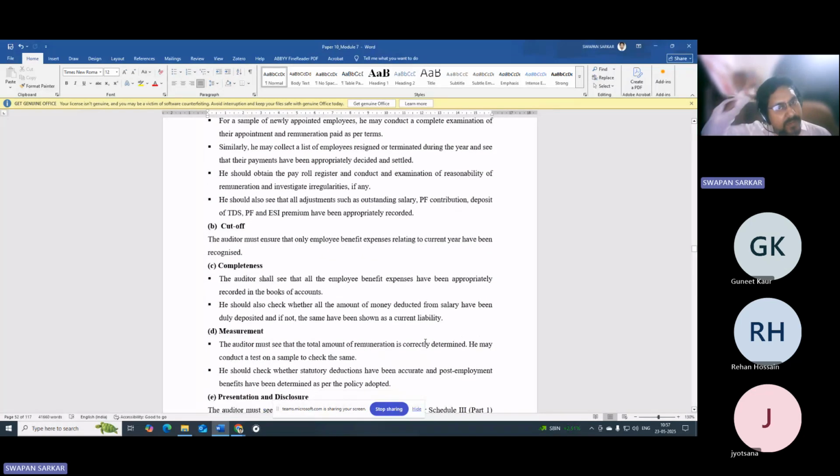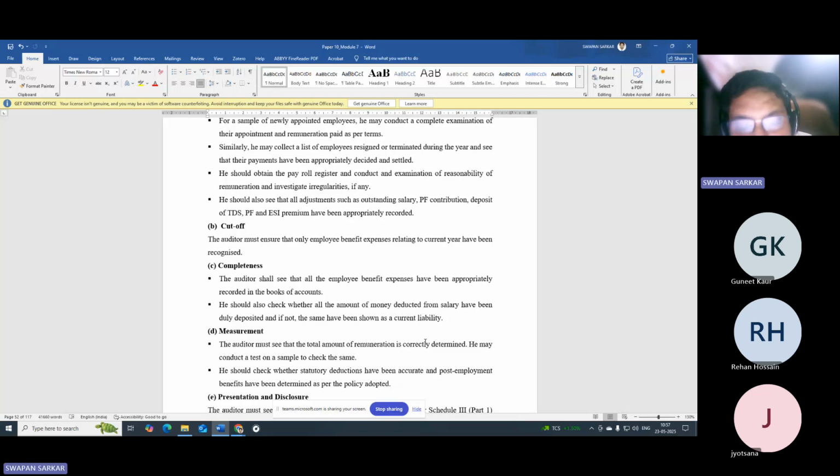Then cut off. The auditor must ensure that only employee benefit expenses relating to the current year are recorded. Completeness. The auditor shall see that all the employee benefit expenses have been appropriately recorded in the books of accounts, and should also check whether all amounts of money deducted from salary have been duly deposited, or if not, the same has been shown as a current liability.